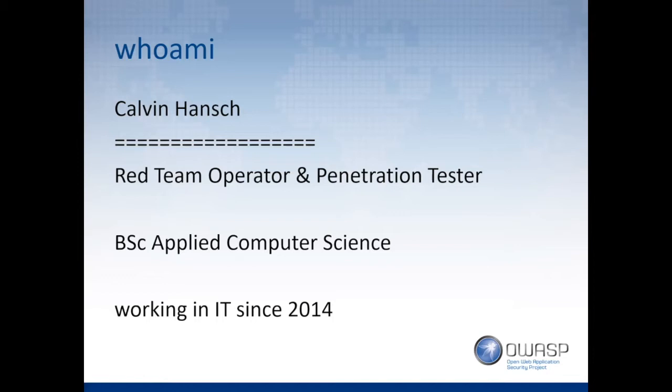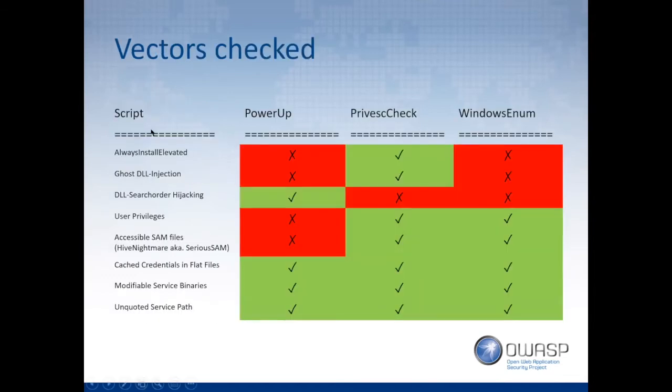And I want to take a quick look at possible escalation vectors, and also the scripts that either check for them or don't. So I've prepared 3 scripts. PowerUp, which should be probably the most well known. Then there's PrivescCheck and WinPEAS. And as is already kind of obvious from this table, they do differ quite a lot in what they implement and how they implement it.